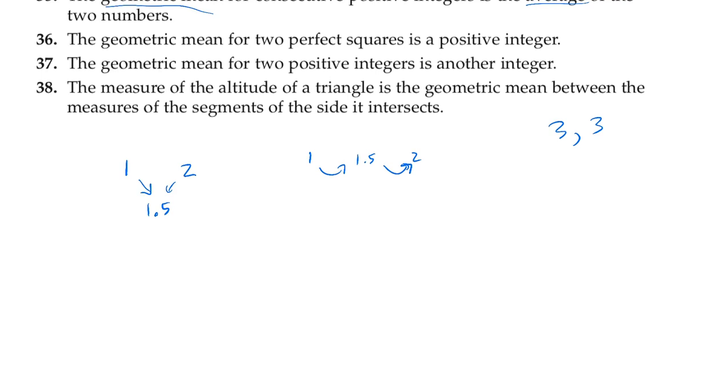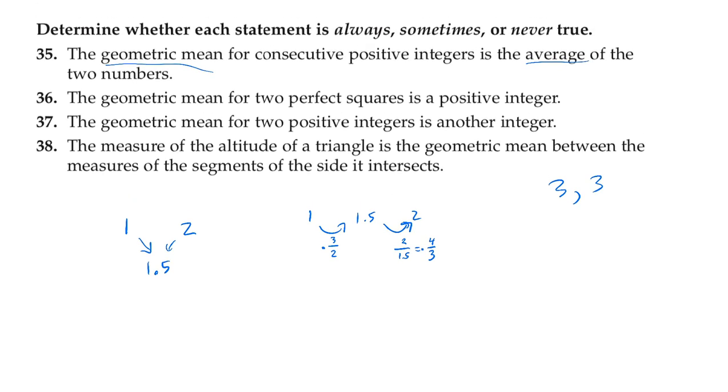But let's look at this, okay? So what did I multiply to get from there to there? Well, I multiplied by 3 halves, right? I divided by 2 multiplied by 3. And then what did I multiply to get from 1.5 to 2? Well, I divided by the 1.5 and I multiplied by 2. So multiplying by 2 and 12, I multiplied by 4/3. So those are not the same thing that you multiply by. So no, that is not always true.